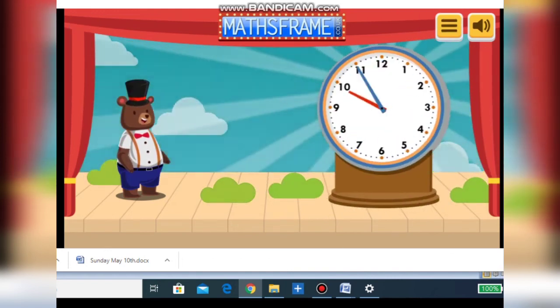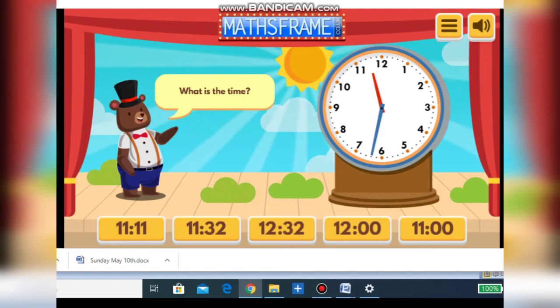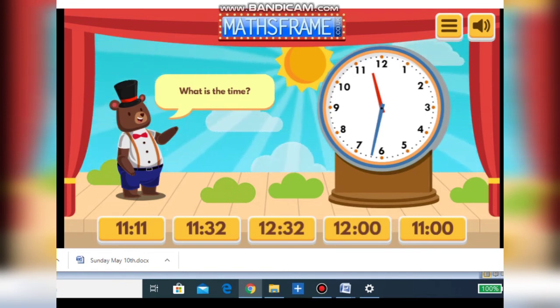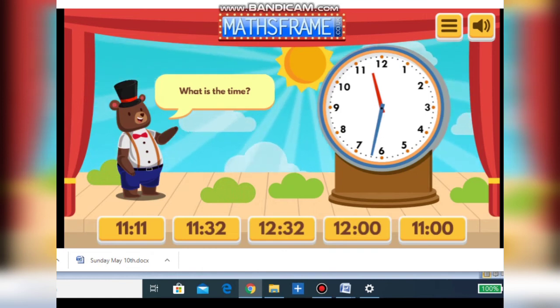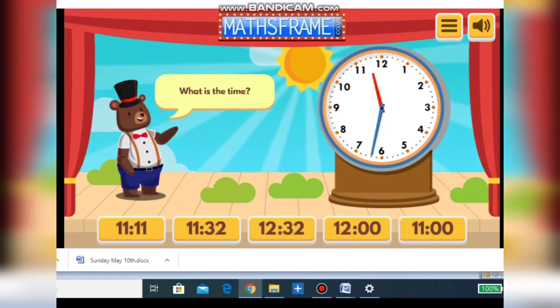Now the clock has made some time for us. So we're looking at the hour hand and going, okay, it's sometime after 11. And if we look at the 6, it's just past the 6, so it's just past 30-something. So what are our time options? 11:11, that's not past 11:30. The second one, 11:32, is just past 11:30. So that must be it.